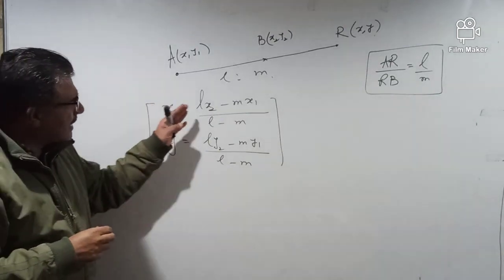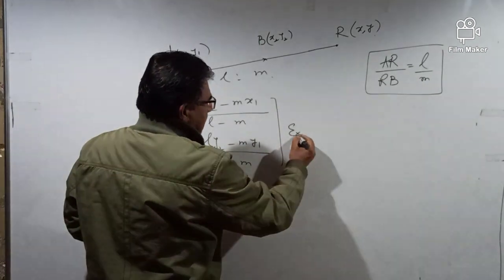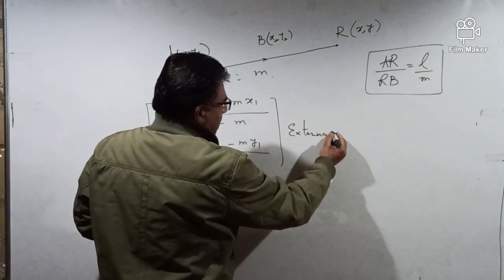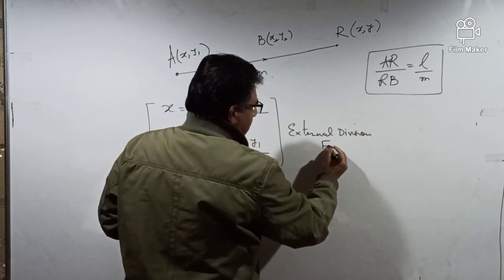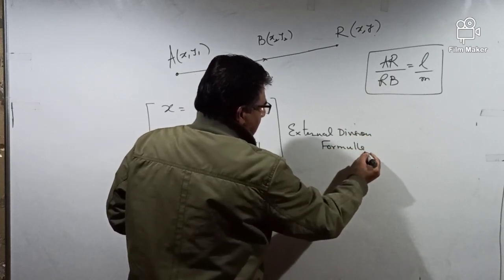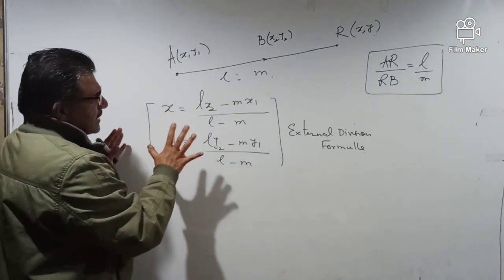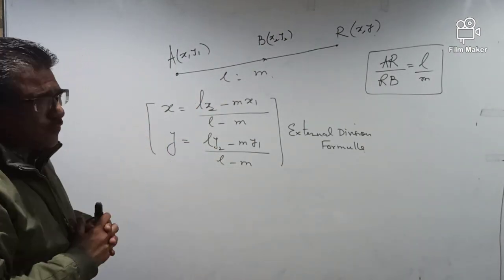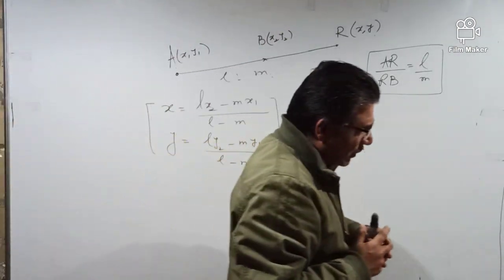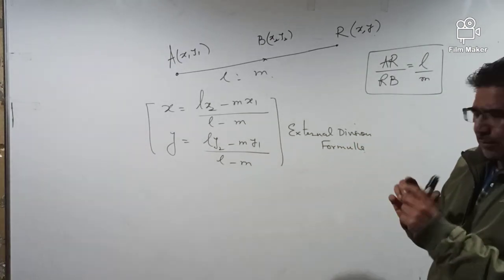So, this is the external division formula. This was the internal division formula earlier, and now this is the external division. What is external division? When R divides externally in the ratio of L is to M. So, these two formulas, you have to remember, what is the internal division formula and what is the external division formula, and I will take an example now.